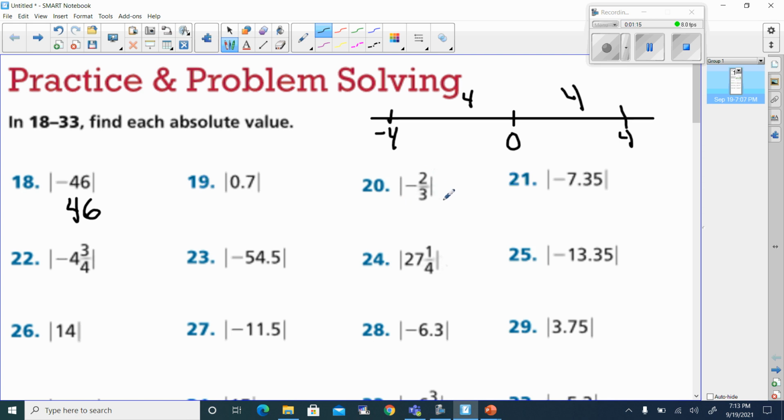That means that 2/3 will be my answer, because 2/3, or -2/3, is 2/3 away from 0. If this was 1, and 2/3 would sit about right here, -2/3, and that is still 2/3 from 0. Number 22 is mine. I got -4 3/4. That means 4 3/4 will be my answer.